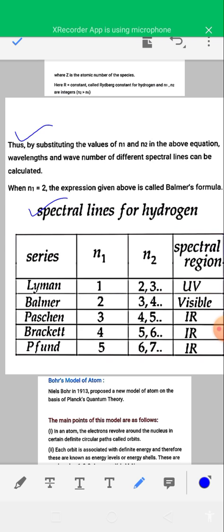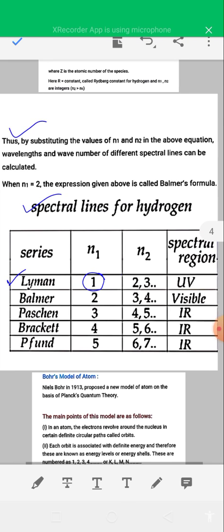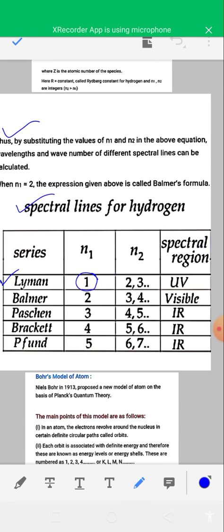And now see the spectral lines for hydrogen. Name of series: in the Lyman series, the value of N1 is 1 and the value of N2 is 2, 3, 4, more than 1, that is 2, 3, 4, 5, 6. Okay, and the Lyman series is found in the UV region of light. The second type of series is the Balmer series. In the Balmer series, the value of N1 is 2 and the value of N2 is 3, 4, 5, 6, that is more than 2, and the spectral region is visible.